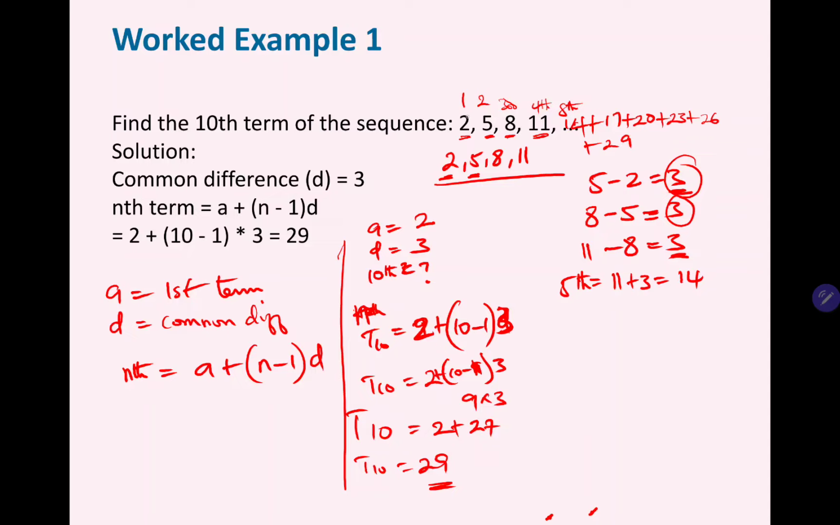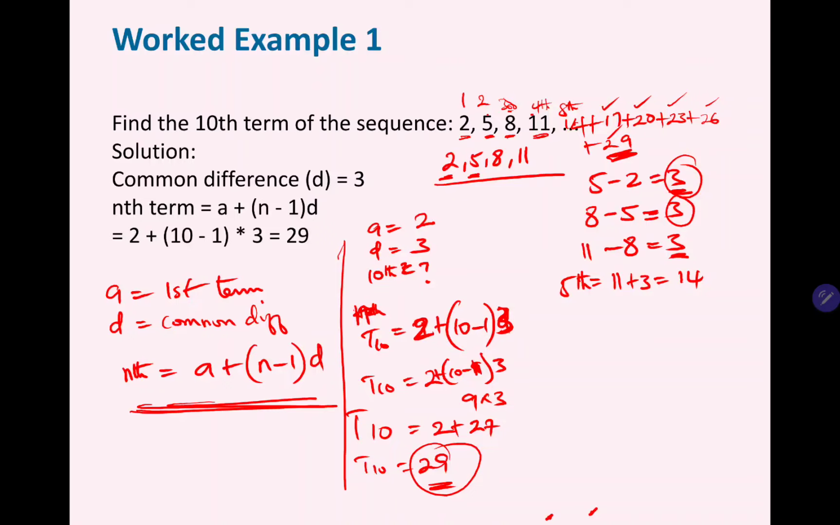So let us see. This is the first term, second term, third term, fourth term, fifth term, sixth term, 7, 8, 9, 10, 29. You see that? And that is what we have as our answer here, 29. So instead of taking the time and stress of adding the common difference continuously, you can use this formula to get any term at all in an arithmetic sequence.